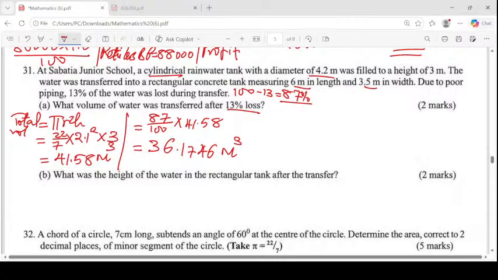I hope you've understood that particular question. I hope I've done it the right way.